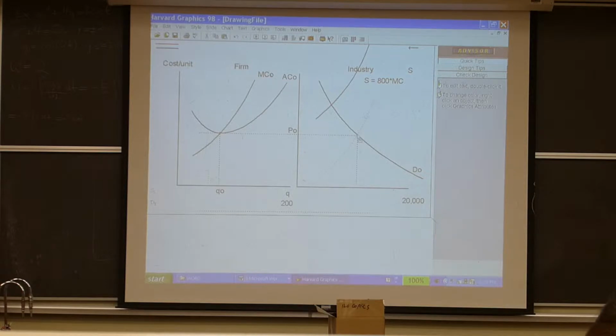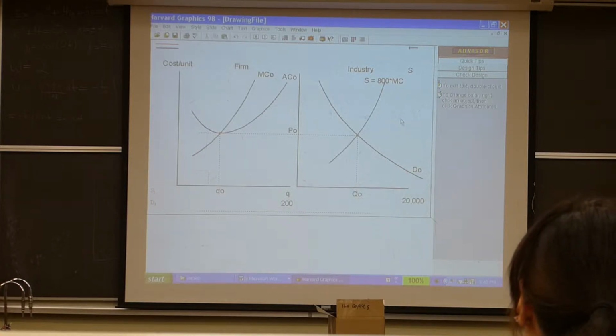Now, strictly speaking, it shouldn't be like this, because you can see this is below this, but this is minimum average variable cost, and all firms have the same minimum average variable cost, so this shouldn't happen. Strictly speaking, this and this should line up. I don't care, but I do care that this intersects at minimum average cost, to give the output of the industry.